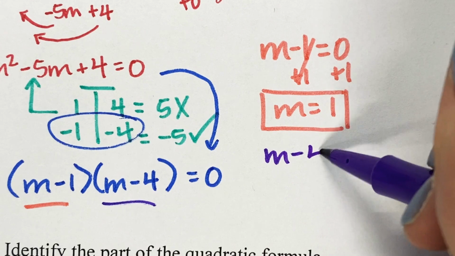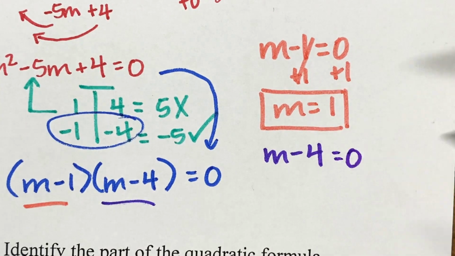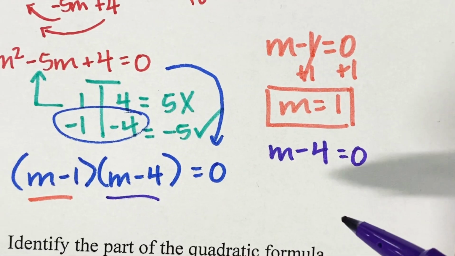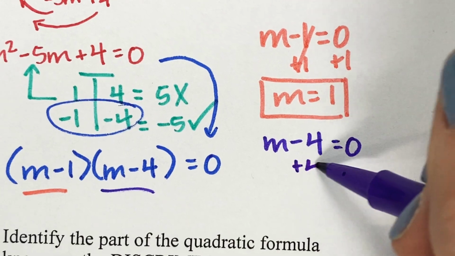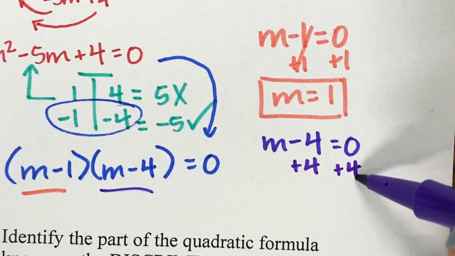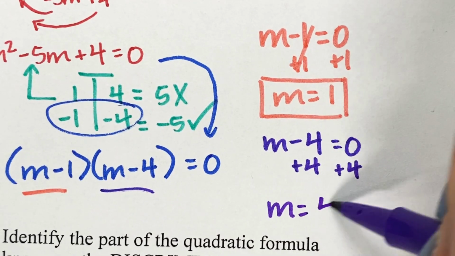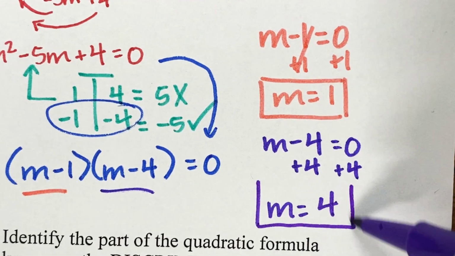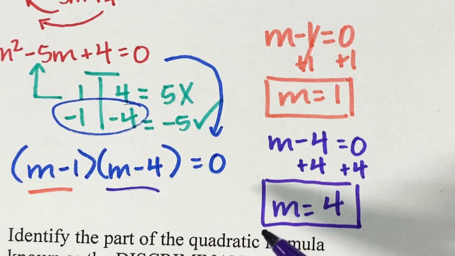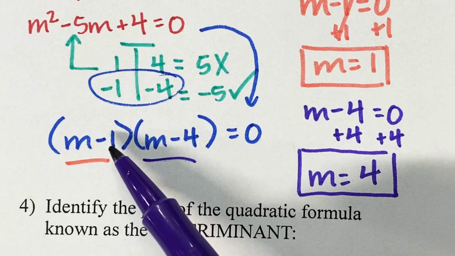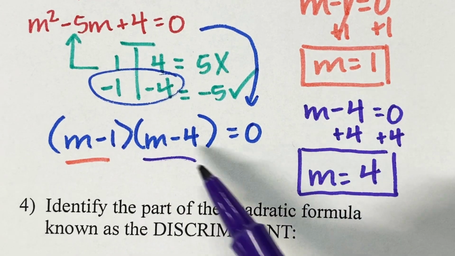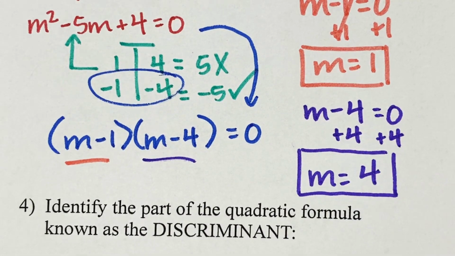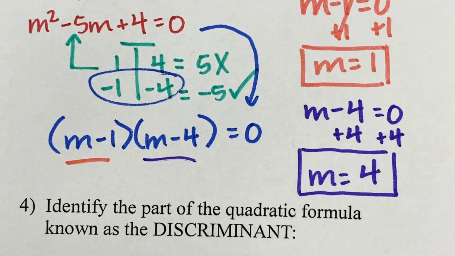M minus 4 equals 0. The opposite of minus 4 is plus 4. So my second answer is positive 4. Okay, which we know if we were to say, okay, the opposite of negative 1 is positive 1. The opposite of negative 4 is positive 4. And there are our two answers.